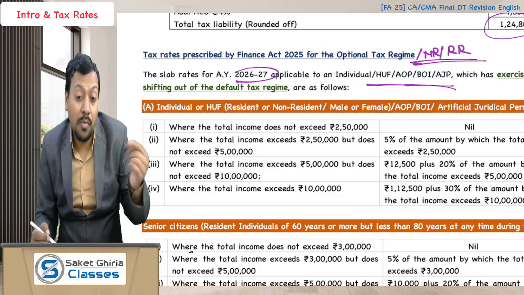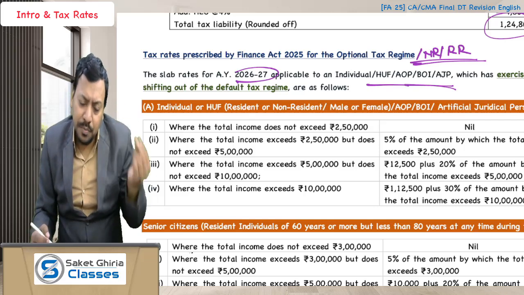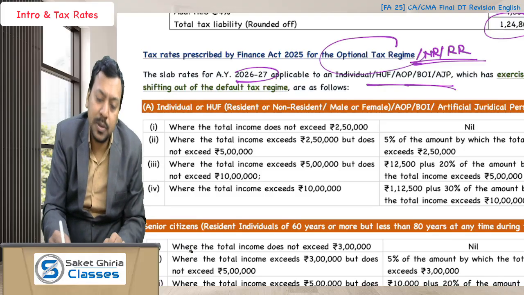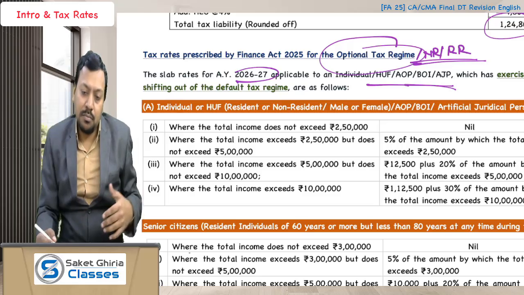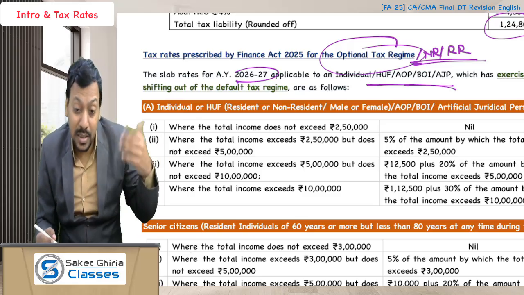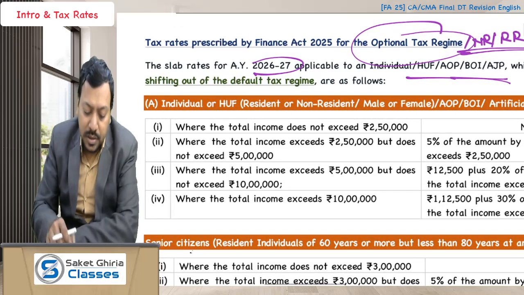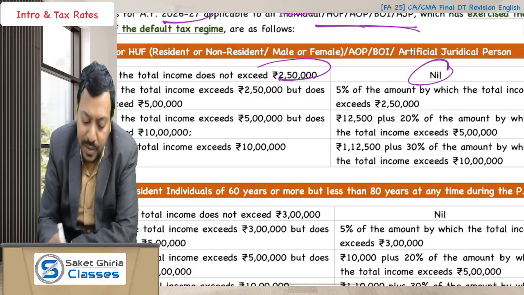Dear friends, there is one good news. For the last many years, the government has not changed the slab rates under the optional regime. So that is easy for the students, because they can easily remember. First is the general slab, where total income up to rupees 2,50,000 is nil.